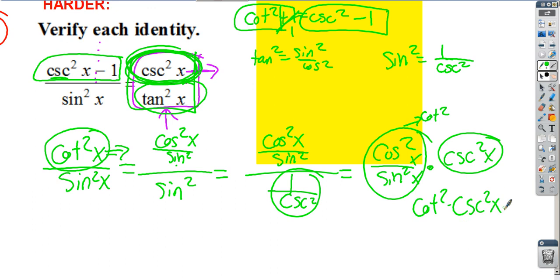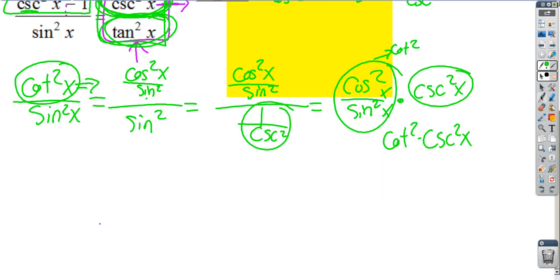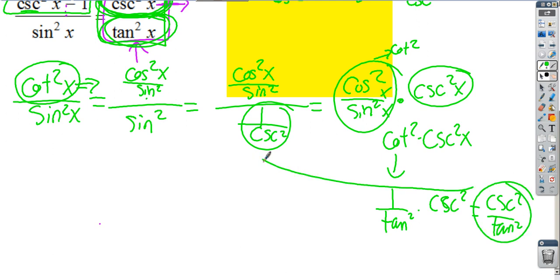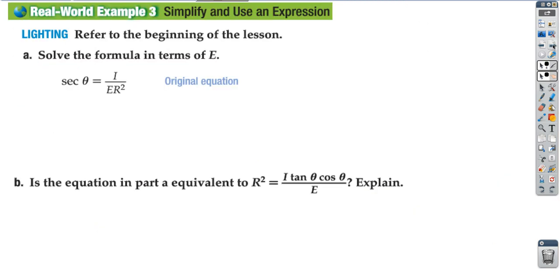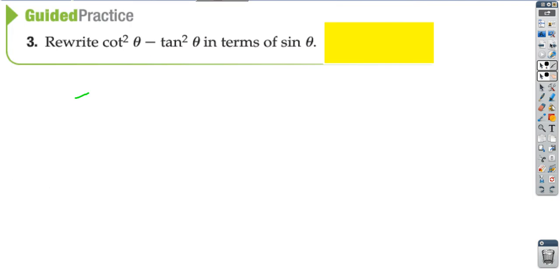How could I make a tan squared appear on the bottom? Well, remember, cotan squared is the same as 1 over tan squared. So this is definitely a more involved problem. That's the same as 1 over tan squared. And now notice that if we multiply these, we get cosec squared over tan squared, and that's what we were trying to prove up here. So definitely a lot of work there, but the more that you practice with these, the better it will be.